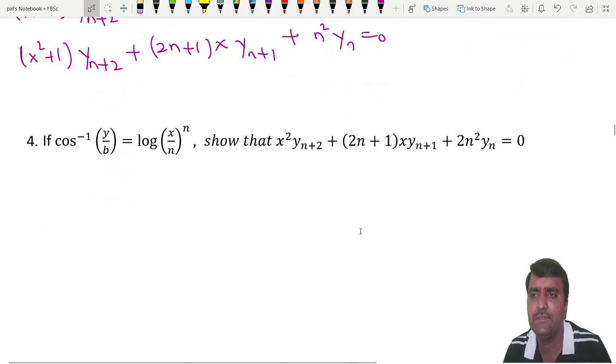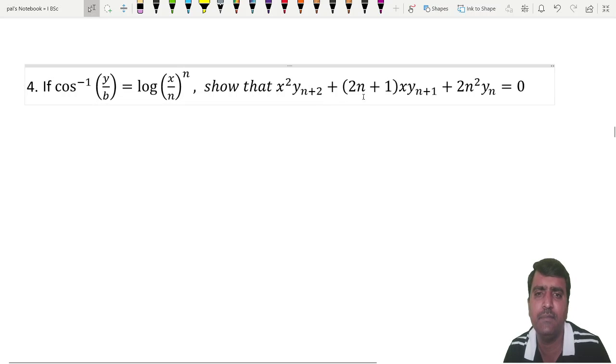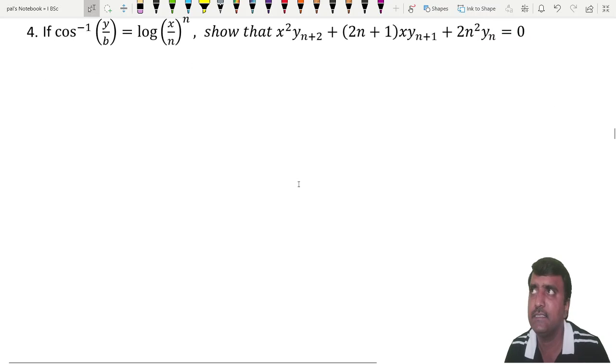So you see this problem: if y is equal to b cos of log of x by n to the n, show that x square y n plus 2 plus (2n plus 1) x y n plus 1 plus 2 n square y n is equal to 0. Yes, let us solve this problem.